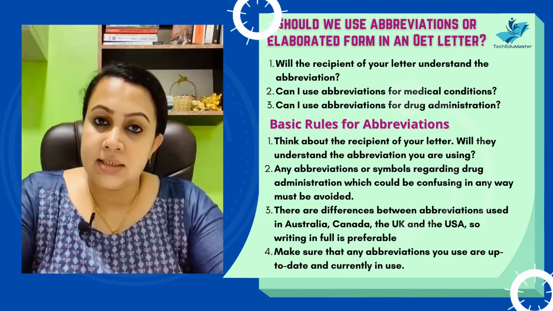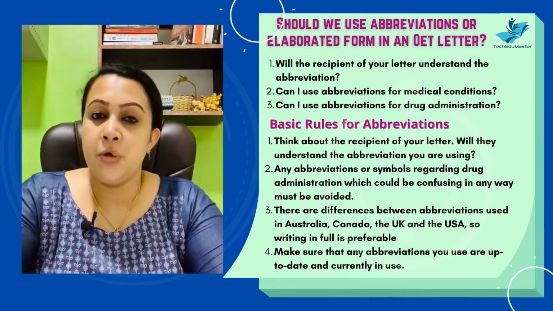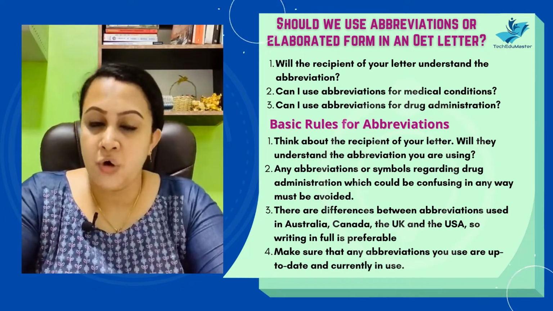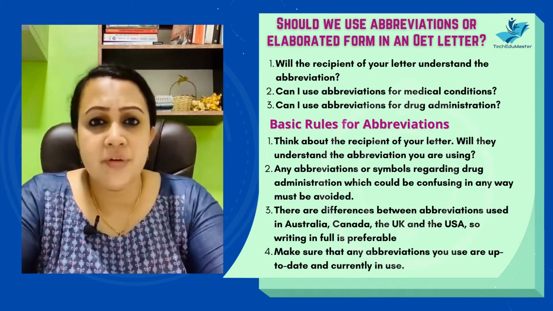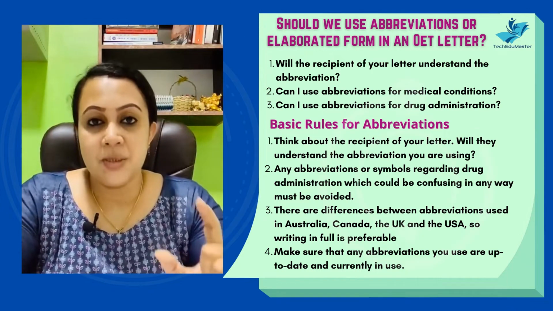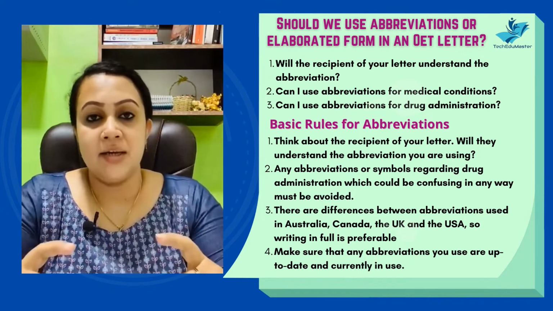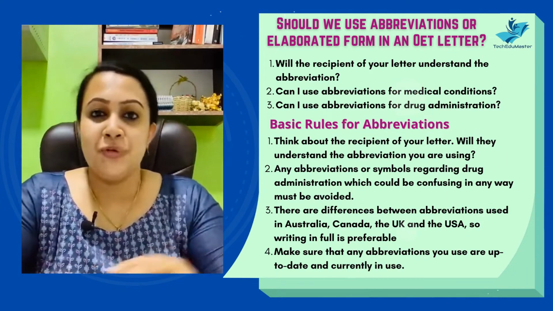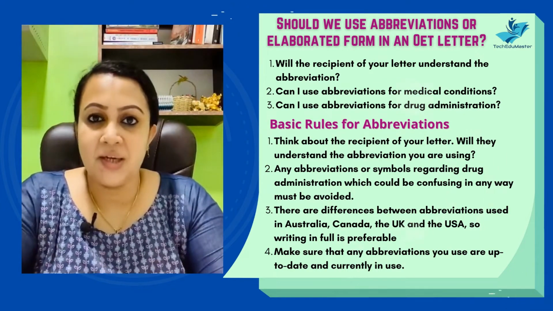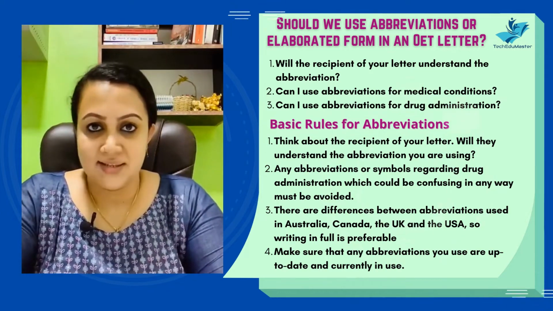Another thing is that it doesn't mean you need to always elaborate. If you want to repeat the condition again and again in your letter, it doesn't mean that everywhere you need to write it in full. When you're writing for the first time, you can put the abbreviation in a bracket, and later you can use the abbreviated form. Otherwise, it's always better to write the elaborated form as such.